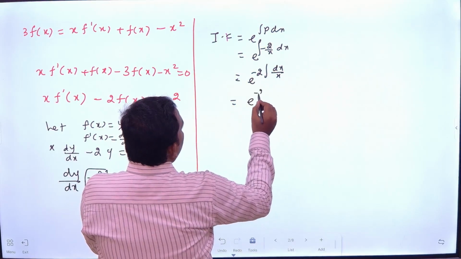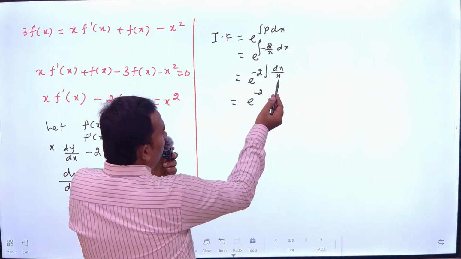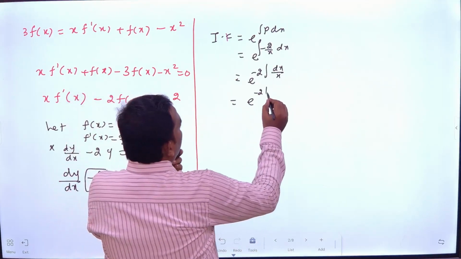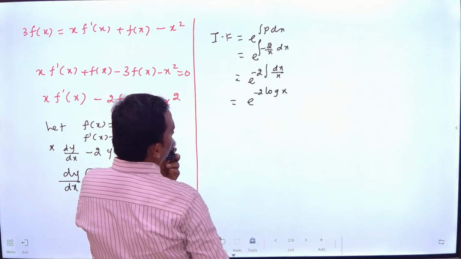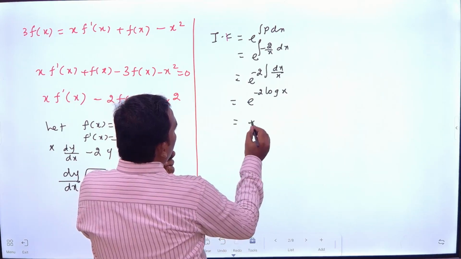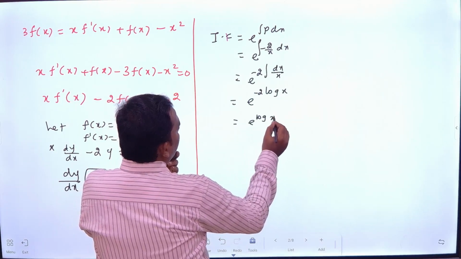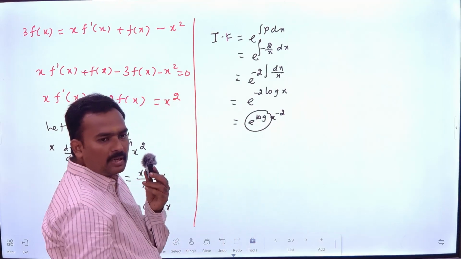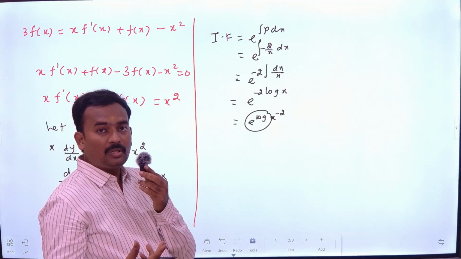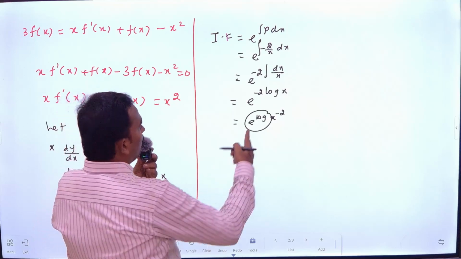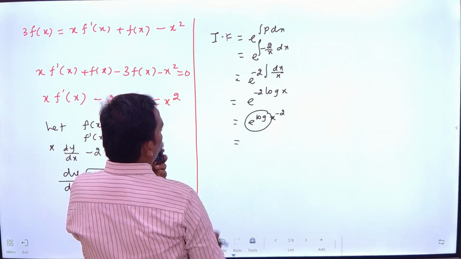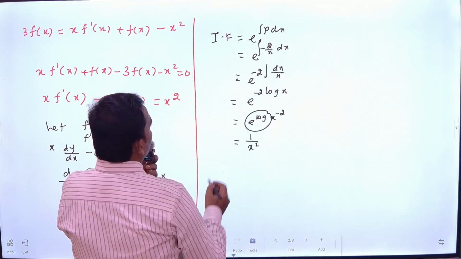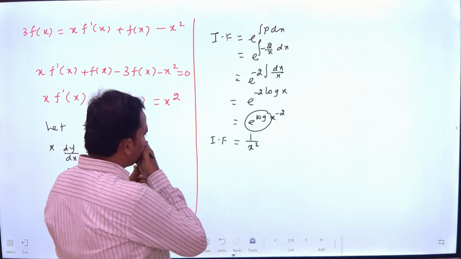So e power minus 2. So, if you differentiate the x, you are getting the numerator, right? So you can apply the log x, right? Log x, right? This is same as e power log x power minus 2. So, e and log will be cancelled each other because they are inverse. E and log are inverse to each other. Therefore, it will be cancelled. So then you will get 1 by x square. This is your integrating factor.